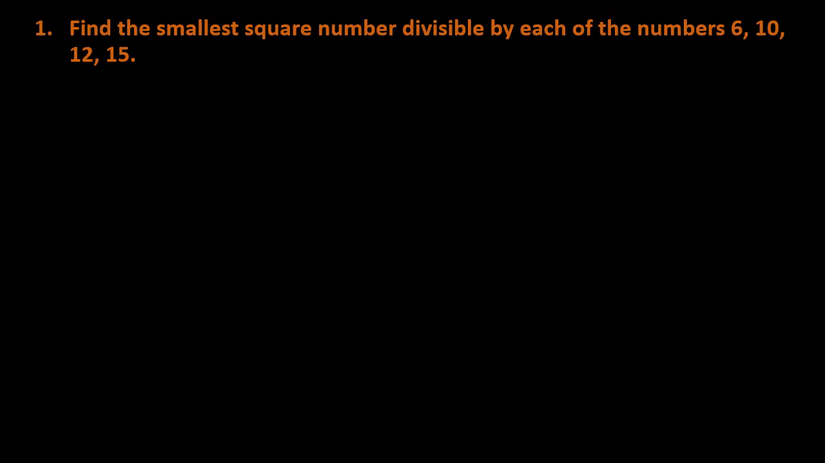Hello everyone. In this video we try to solve another type of question, and the question is: find the smallest square number divisible by each of the numbers 6, 10, 12 and 15. So here four numbers are given. We have to find the smallest square number which must be divisible by 6 also, 10 also, 12 also and 15 also. The answer can be found in three steps.